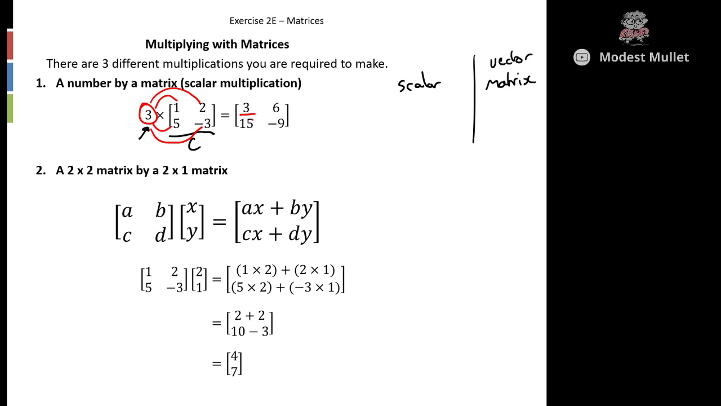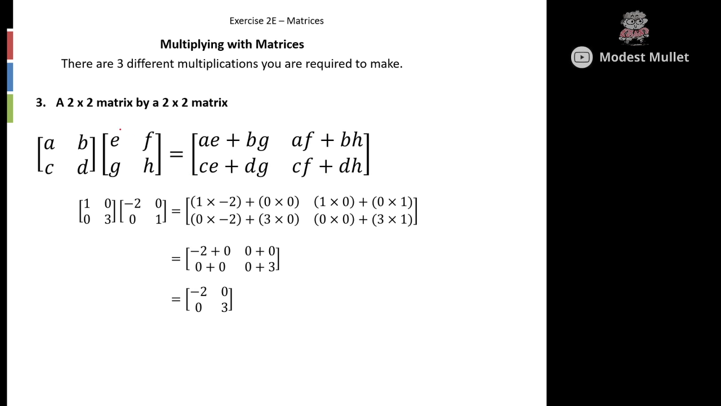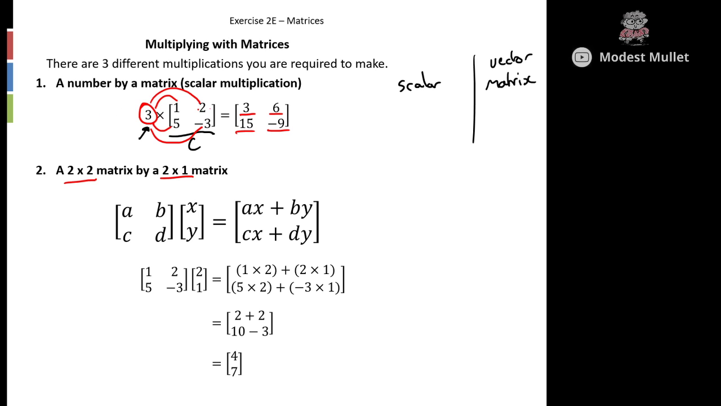So 3 by 1 gives me 3. 3 by 2 gives me 6. 3 by 5 gives me 15. 3 by -3 gives me -9. So that's scalar, that's the easiest one. Now the next two are both vector multiplications, which is when we multiply a 2 by 2 by a 2 by 1. And then on the next slide, we're also going to look at a 2 by 2 by a 2 by 2, which is our hardest one that we're going to have to do by hand.